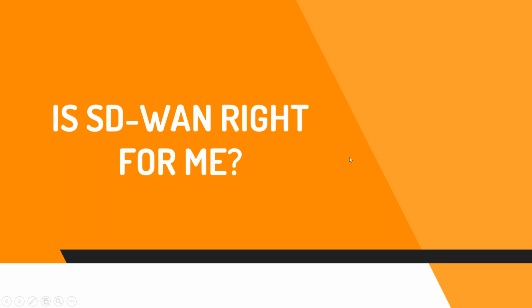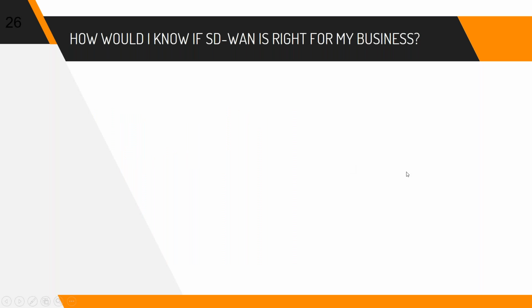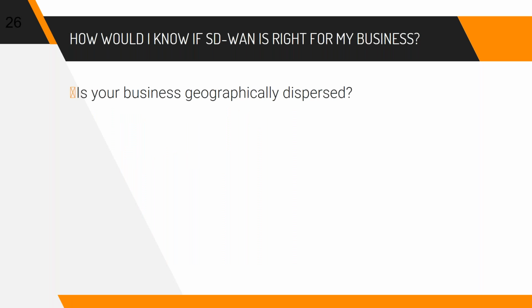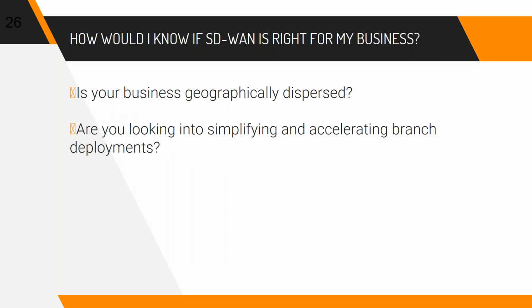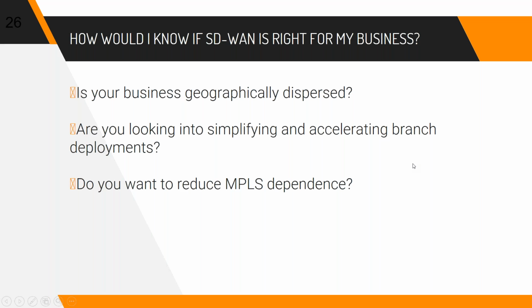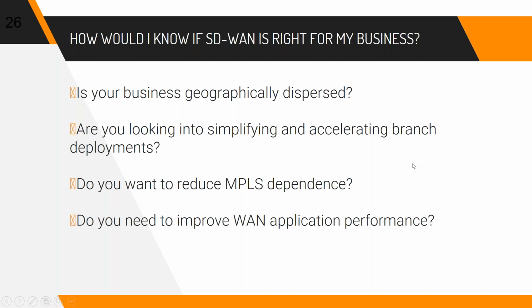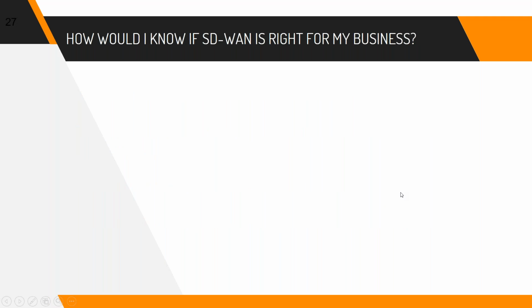So while you're thinking of your questions, we're just going to go over how you determine if SD-WAN is right for you, your business, your customers. Some of the questions that you might ask yourself or your customers: Is your business geographically dispersed? Are you looking into simplifying and accelerating branch deployments? Are you wanting to reduce your MPLS dependence? Do you need to improve your WAN application and performance? If you answer yes to any of these, SD-WAN is probably going to be a great option for you. Definitely something that you want to look into.